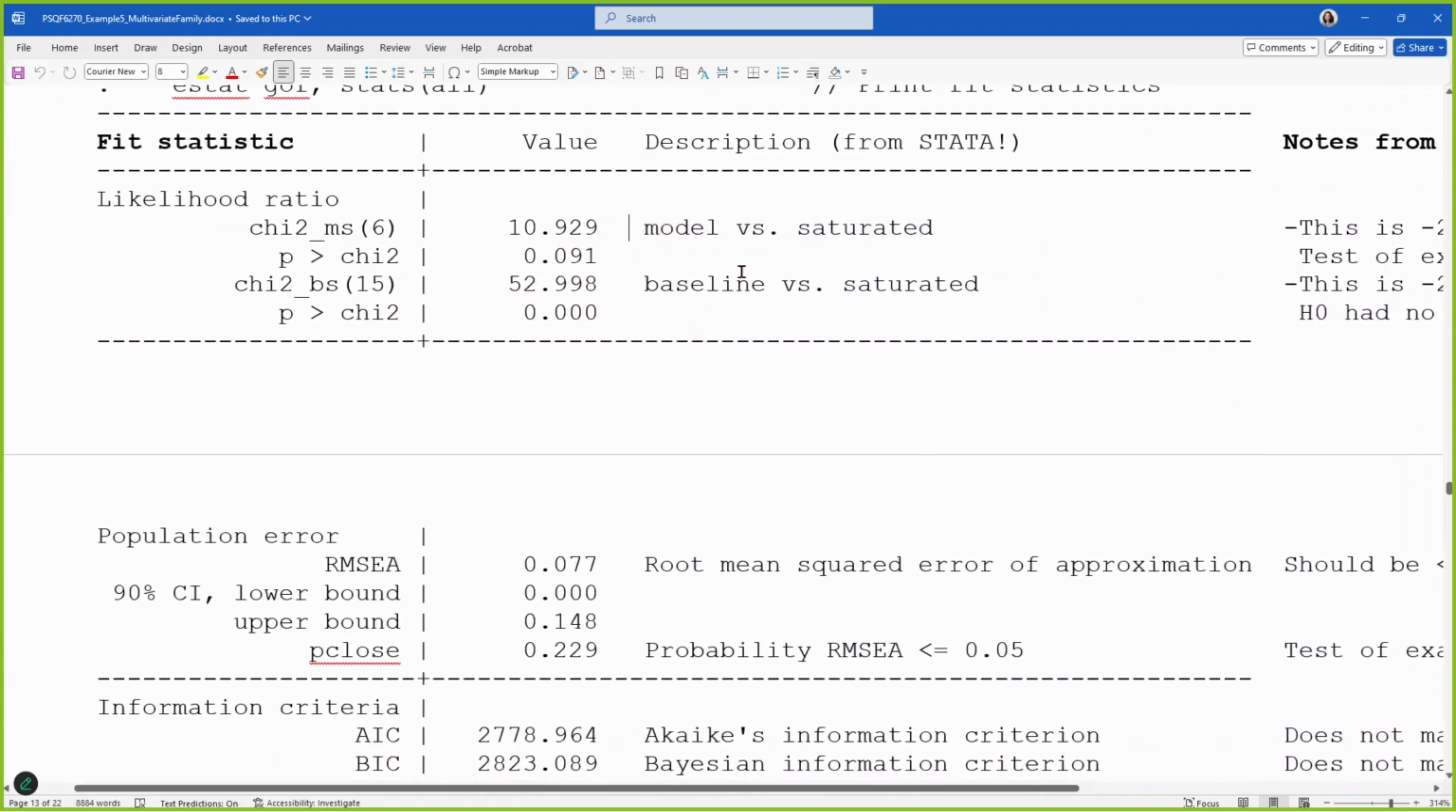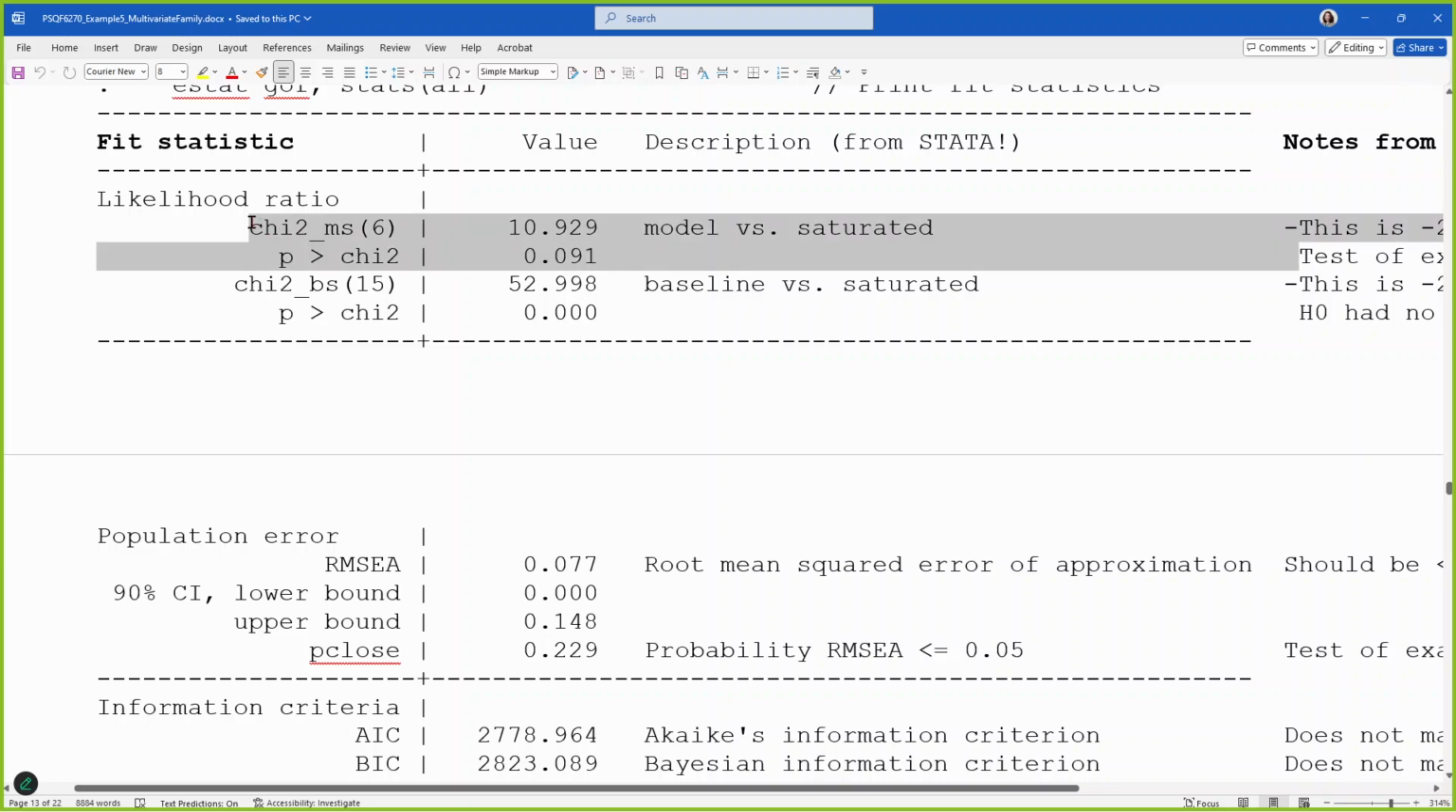Okay. So the first one here is model versus saturated. That's the one we saw up above. So it is technically non-significant. But I'm still going to look at the misfit and see if there's any particular places where it's mismatched, and I want to concentrate on those.